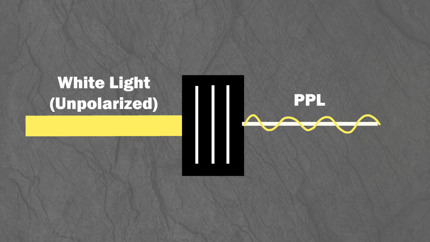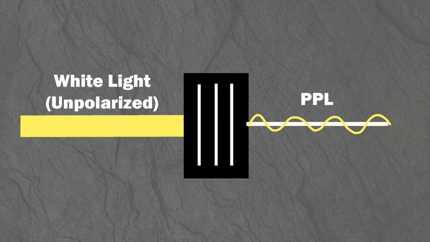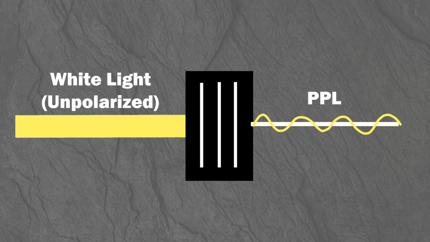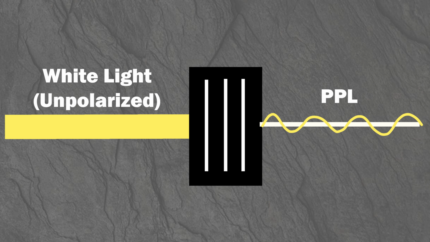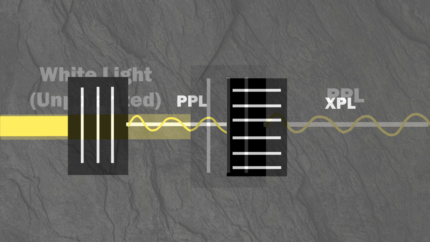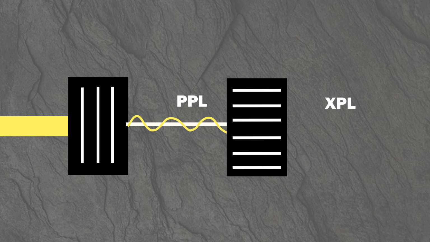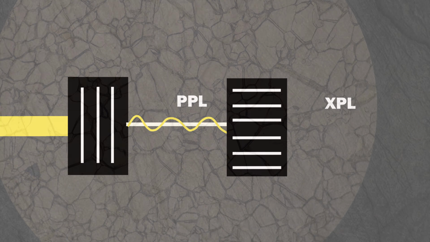You can also change the number of polarizers used, either just using the lower polarizer, which allows east-west vibrating light through to produce PPL, or the lower in addition to the upper analyzer, which allows north-south vibrating light through, so you're able to get cross-polarized light.